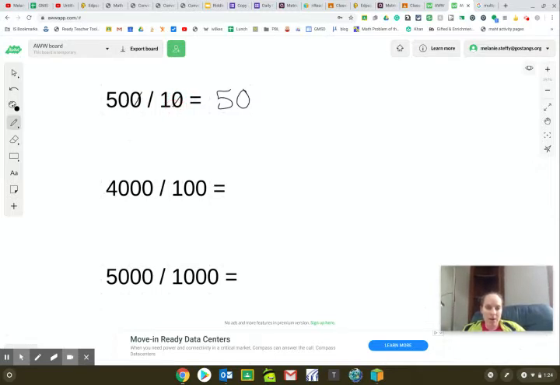In this problem here, I have 4,000 divided by 100. So my place values are shifting 2 places to the right, which is going to make this 40. Or once again, a shortcut, I am just getting rid of 2 zeros because I'm dividing by 100. 5,000 divided by 1,000, I'm shifting my place values to the right 3 times. So technically all those zeros would then just go away. Or once again, you guys may have learned the shortcut where we can just slash out the zeros. A little bit different when you get to division.